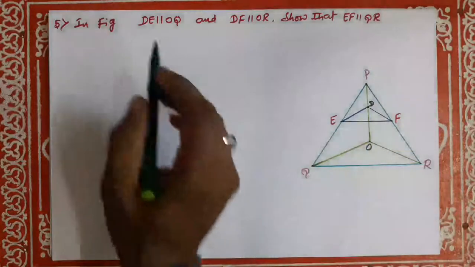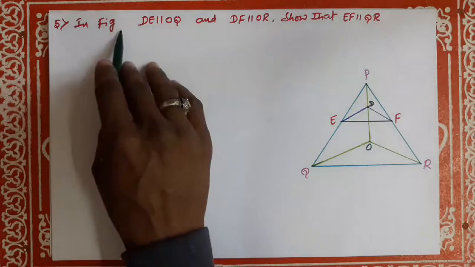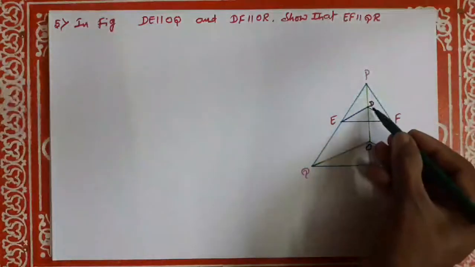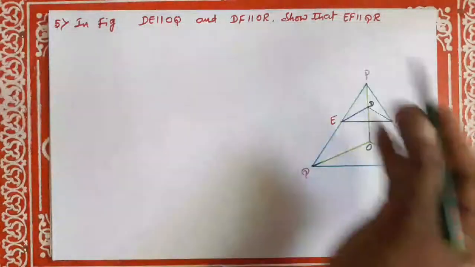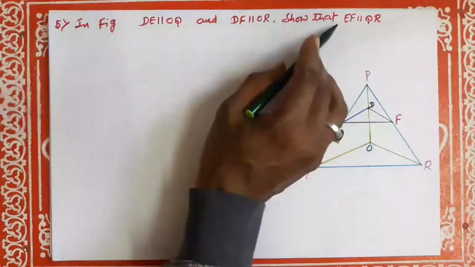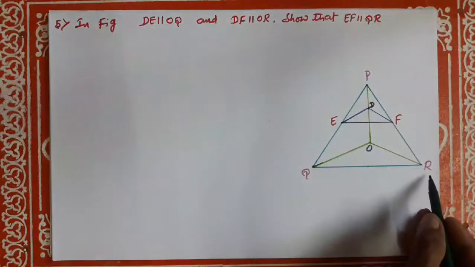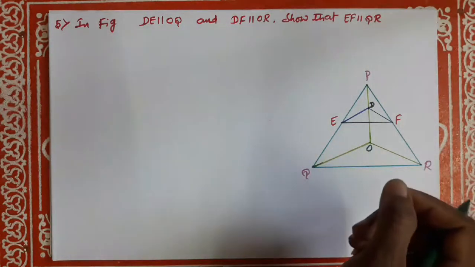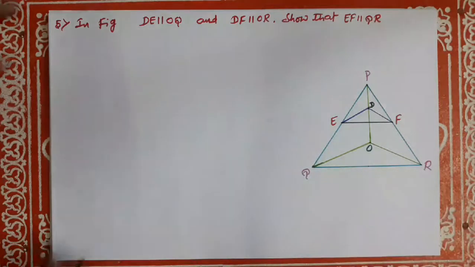Dear students, today in this class we have to discuss the fifth problem on triangles. In the given figure, DE is parallel to OQ and DF is parallel to OR. We need to show that EF is parallel to QR. If corresponding ratios are equal, then the lines are parallel.